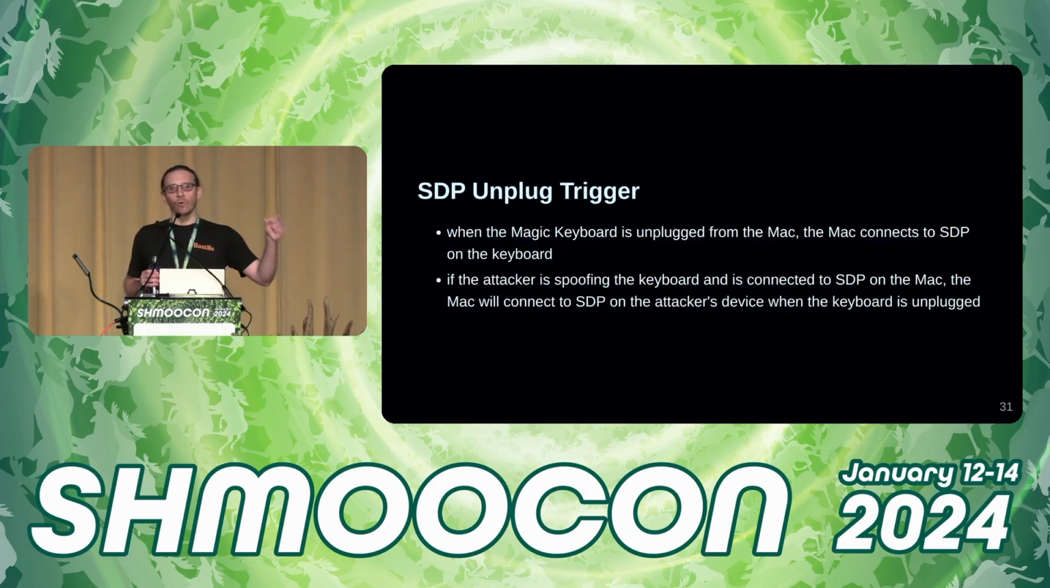So what we can do is, an attacker can spoof the address of the magic keyboard and connect to the Mac while the magic keyboard is plugged in over USB. And then as soon as the keyboard is unplugged, the Mac will try to connect to the magic keyboard. But because the attacker spoofing the keyboard is connected to the SDP service on the Mac, the Mac thinks that it already is connected to the magic keyboard, and it connects to the SDP service on the attacker's machine. And this gives us a very precise timing trigger for when that unplug event happens.